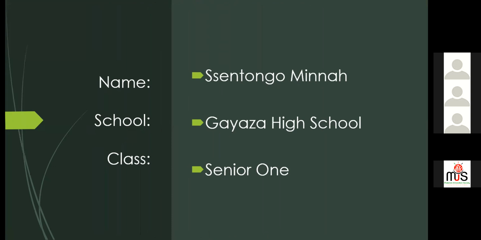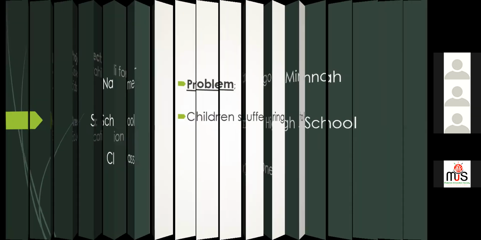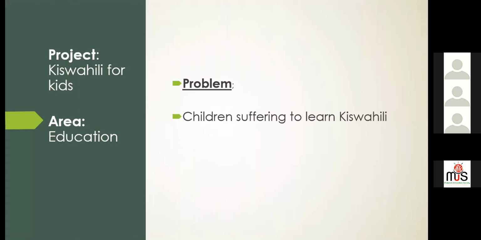Good afternoon, everyone. My name is Sentongo Mina. I'm in Gayaza High School and I'm in Senior 1 and I'm 14 years. My project is called Kiswahili for Kids and it's under education. The problem: children suffering with Kiswahili. Since Kiswahili has been made compulsory when you reach secondary school, and from my own experience, when I joined Senior 1, it has been hard for me to learn Kiswahili and getting references to use. So I decided to make this project for kids to start learning Kiswahili when they are still young, so that they do not suffer.